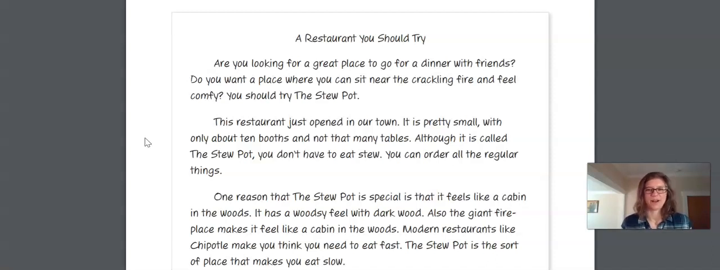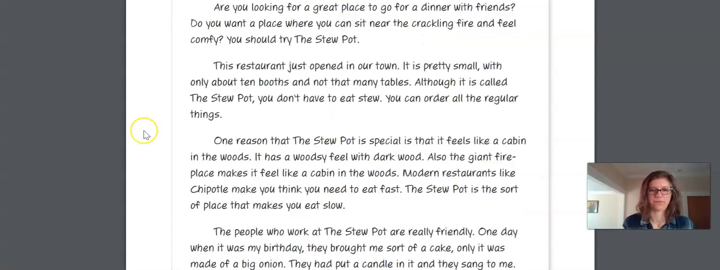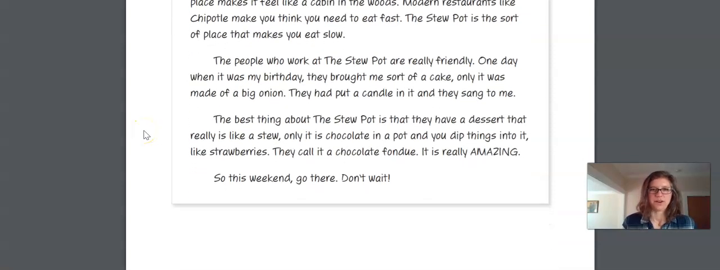One reason that the Stew Pot is special is that it feels like a cabin in the woods. It has a woodsy feel with dark wood. Also, the giant fireplace makes it feel like a cabin in the woods. Modern restaurants like Chipotle make you think you need to eat fast. The Stew Pot is the sort of place that makes you eat slow. The people who work at the Stew Pot are really friendly. One day when it was my birthday, they brought me a cake, only it was made of a big onion. They had put a candle in it and they sang to me.